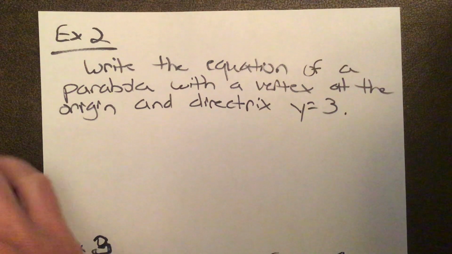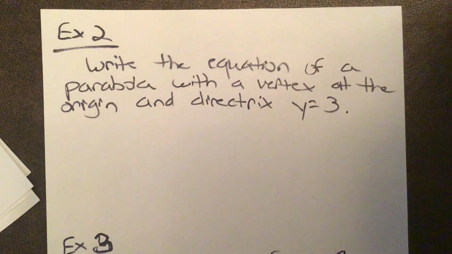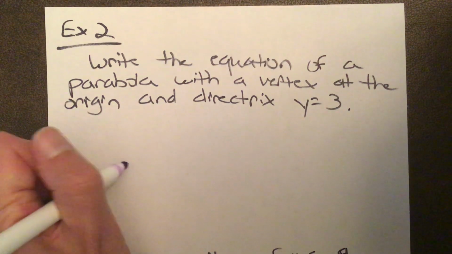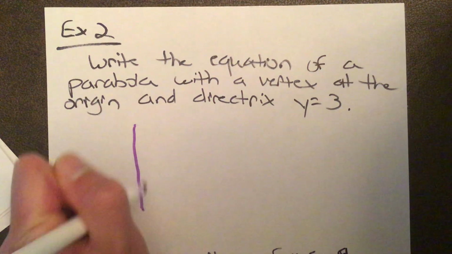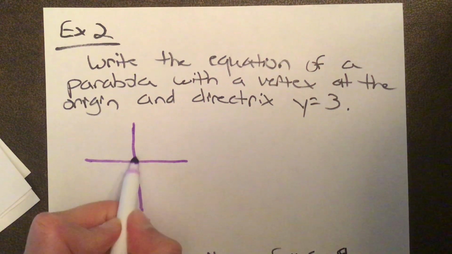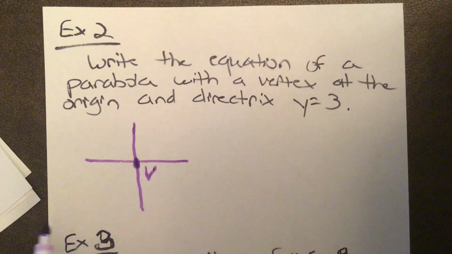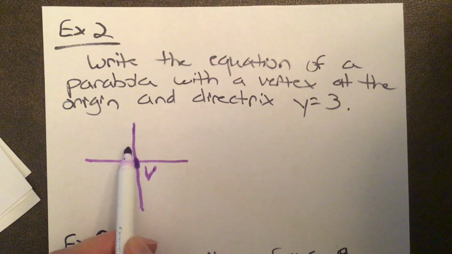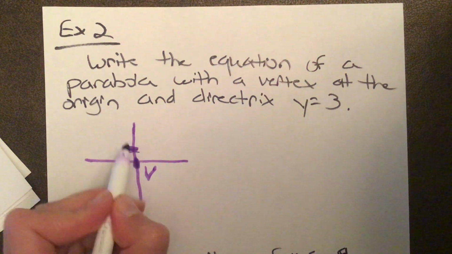Okay, let's do our next example. The next example says write the equation of a parabola with a vertex at the origin and a directrix at y equals 3. Okay, so same thing I did in the other one, I'm going to go ahead and draw a quick picture. It just needs to be a rough sketch. The vertex is at the origin, so there's the vertex. And the directrix is at y equals 3. So y equals 3 is a horizontal line.